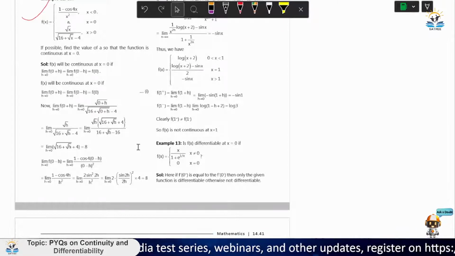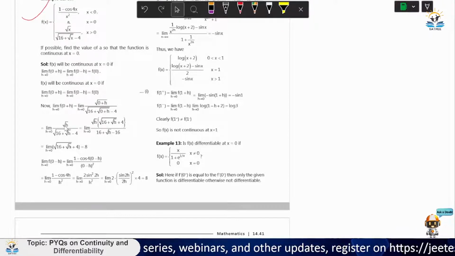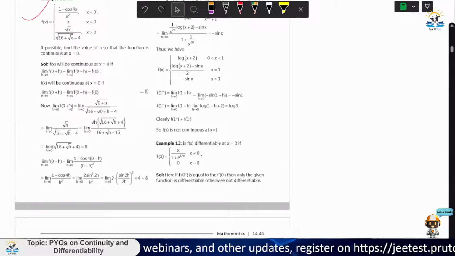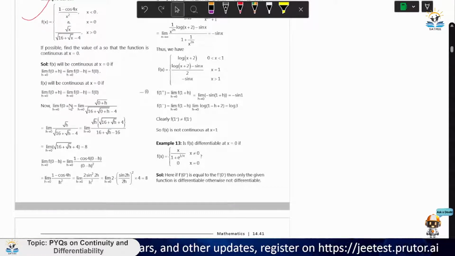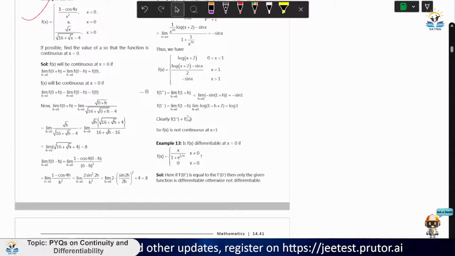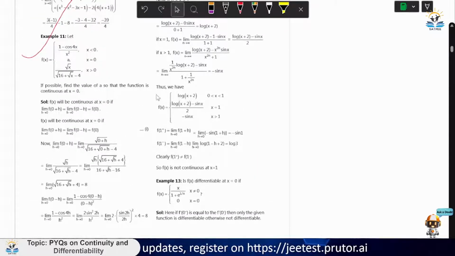So you guys must have read the solution, what the solution says. It was a very direct limit calculation. We could already apply the L'Hopital rule and get the answer. So if you do that, you'll get the answer out.